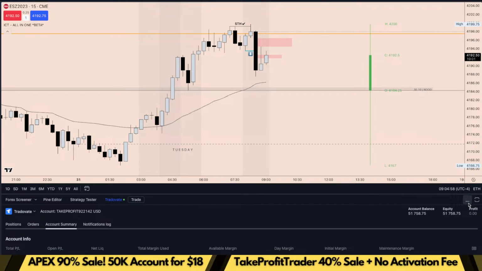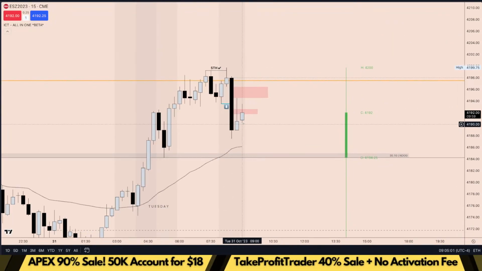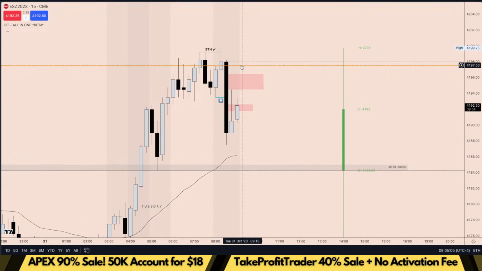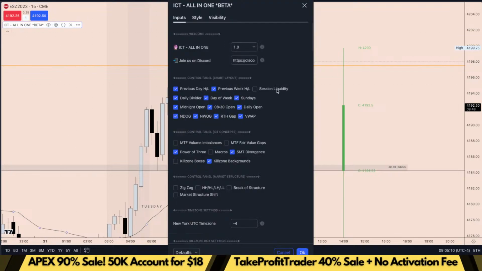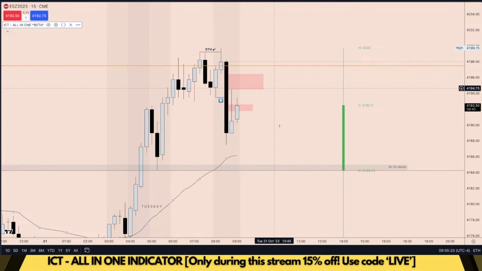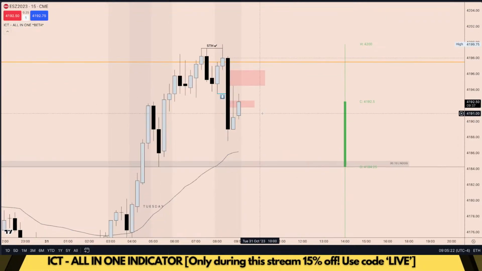Can't complain about that. Right now, we're looking at a 15-minute time frame market structure shift. Right here, we have the previous day's high. You can see I'm already using the ICT all-in-one beta version, where I added SMT divergence. And what else did I add? The regular trading hours opening gap. So those are two more tools that you do not have to do manually. Let the indicator tell you when it's there, which will be a lot of time saved.